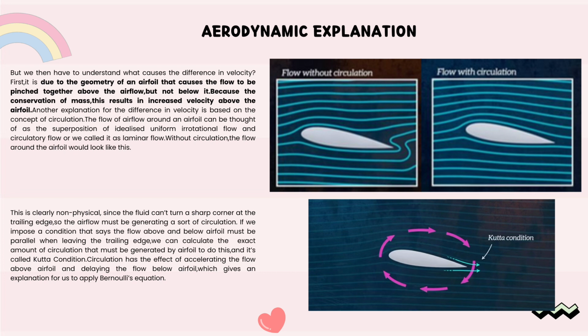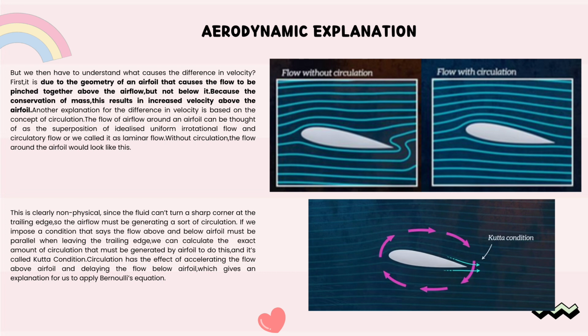Another explanation for the difference in velocity is based on the concept of circulation. The flow of air around an airfoil can be thought of as the superposition of idealized uniform irrotational flow and circulatory flow. Without circulation, the flow around the airfoil will look like this. This is clearly non-physical since the fluid cannot turn a sharp corner at the trailing edge. So the airfoil must be generating a sort of circulation.